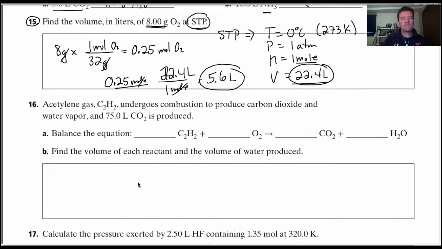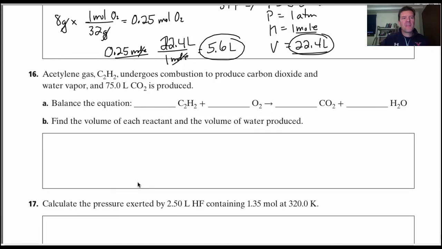All right, number 16 here. Now we're going to be combining some other things. And notice that we used molar mass in that last problem, so you can't forget that previous information. We have a gas here. It undergoes combustion to produce carbon dioxide and water vapor. And 75 liters of carbon dioxide is produced.